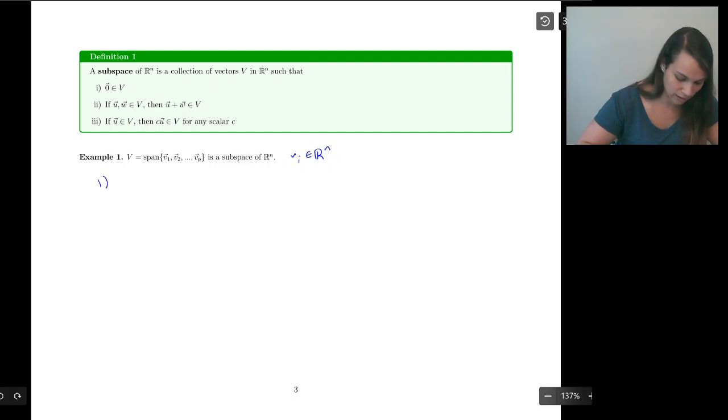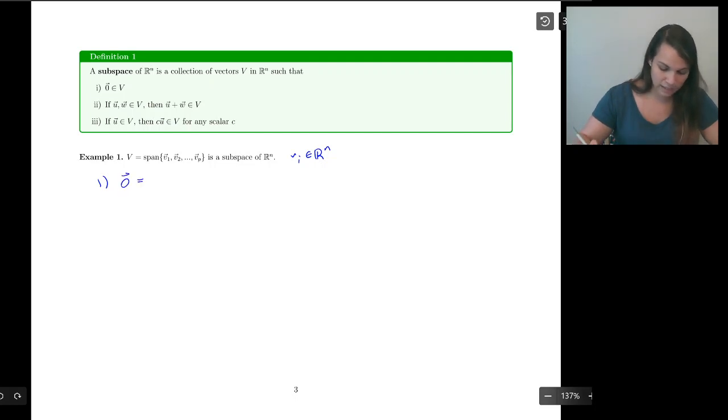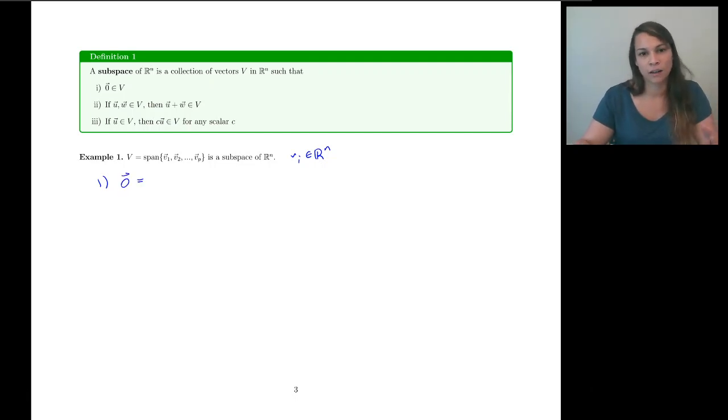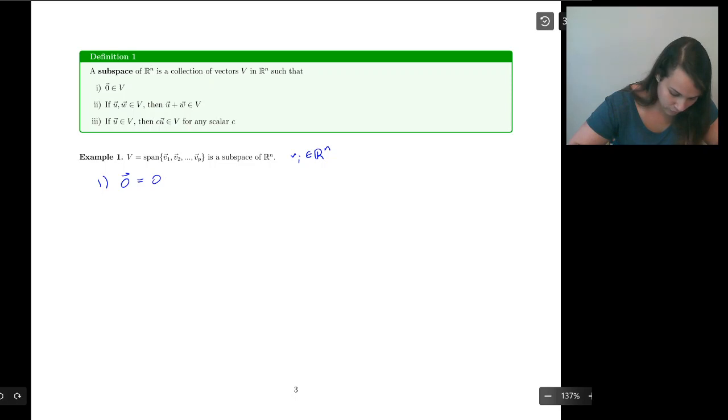Let's check. Let's verify this real quick. So 0, it needs to look like a linear combination of V1 through VP in order to be in the span. Well, if we just pick the linear combination to be the coefficients are all 0, then we're good. It is in the span. So then 0 is in the span.